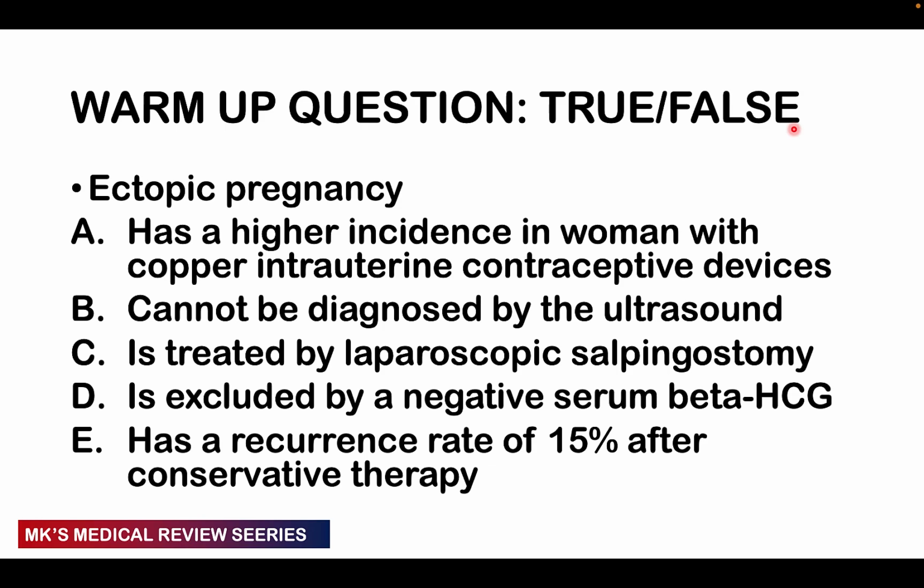So here's a warm-up question. Ectopic pregnancy: A, has a higher incidence in women with copper intrauterine contraceptive devices. B, cannot be diagnosed by ultrasound. C, is treated by laparoscopic salpingostomy. D, is excluded by a negative serum beta-HCG. E, has a recurrence rate of 15% after conservative therapy.